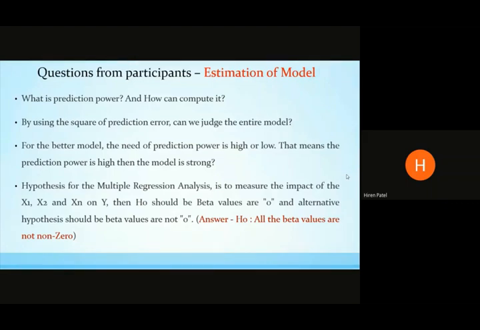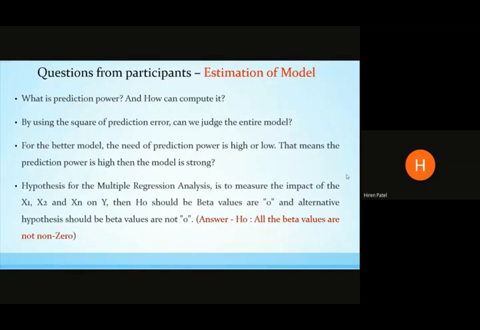And to answer your first question, what is prediction power? Prediction power is the power, or the confidence, with which you can say that your model is fit. It is normally denoted by the value of R square. So if your R square value is 89%, 0.89, we can say that all the independent variables together estimate 89% of the value of Y. That is the meaning of predictive power.